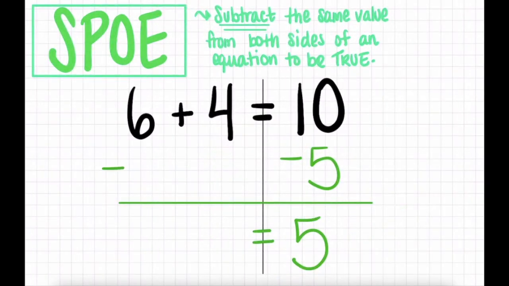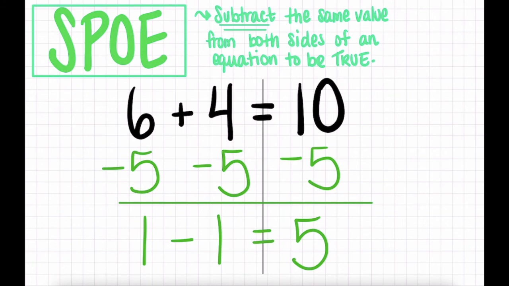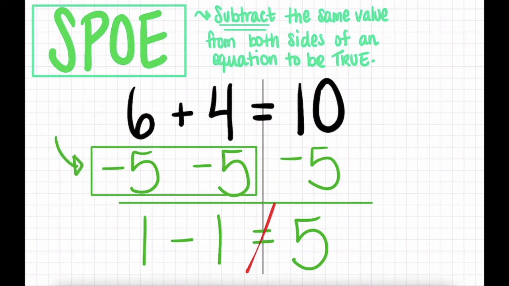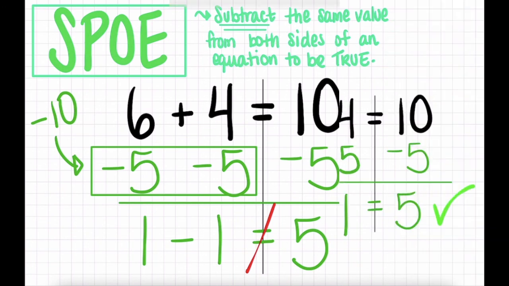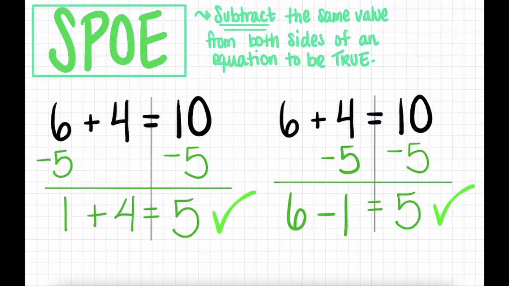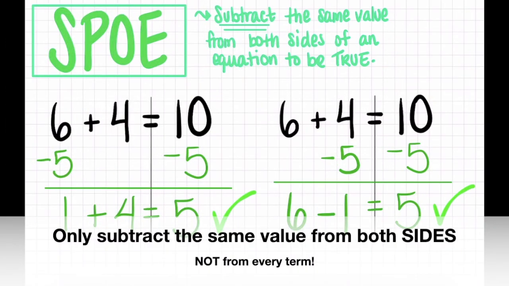Now, could I get away with subtracting 5 from both the 6 and the 4? Let's see. 6 minus 5, that's 1. 4 minus 5, that's negative 1. Does 1 minus 1 equal 5? No way, this equation is no longer true. And that's because we didn't actually subtract 5 from the left side. We subtracted a grand total of 10. So when using the subtraction property of equality, or SPOE, only subtract the same value from both sides, not from every term.